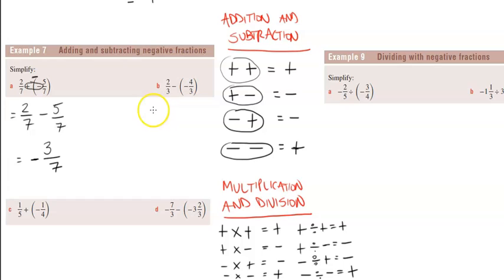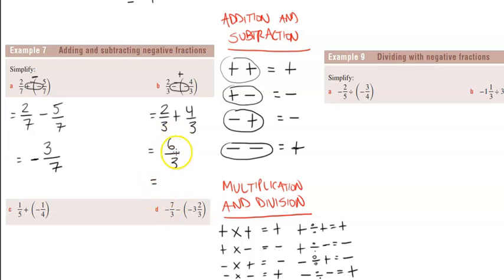Second question here, B. This is 2/3 take away, in bracket, -4/3. So disregard the brackets. There are two negatives. This turns into a positive. So this is implying that this is 2/3 plus 4/3. Denominators are the same, so it's going to be a third of some sort. 2 plus 4 will give me 6.